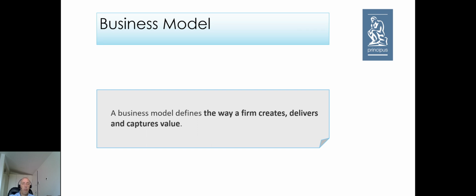Now let's move to business model analysis and how it can be used in the sales process. It can be done in two directions again, like with value proposition. You either use it to better understand the customer's business, or you use it to create better business practices for your company. A business model defines the way a firm creates, delivers, and captures value.